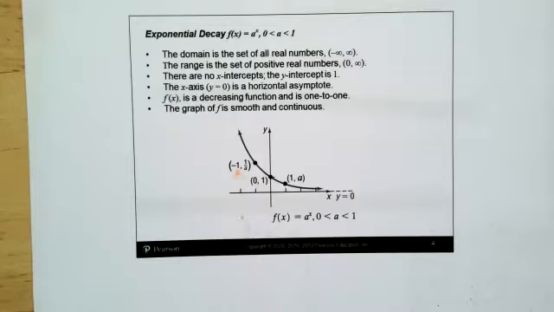The x-axis is a horizontal asymptote. It's never going to touch it. And it's a decreasing function. It's still one-to-one. So it's basically just a flip of exponential growth. It has many of the same attributes. It's smooth and continuous.